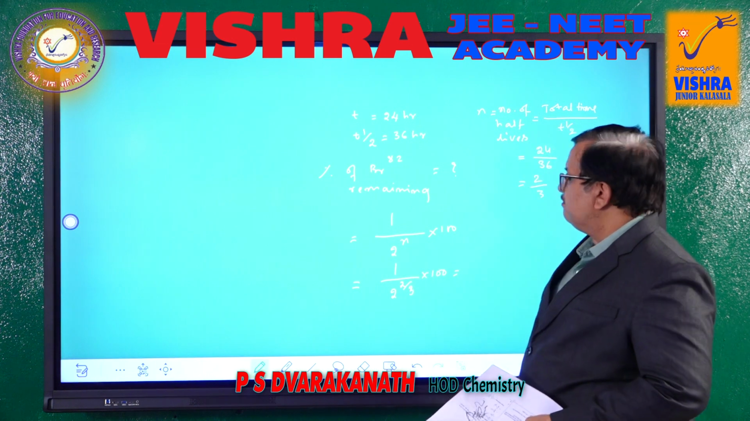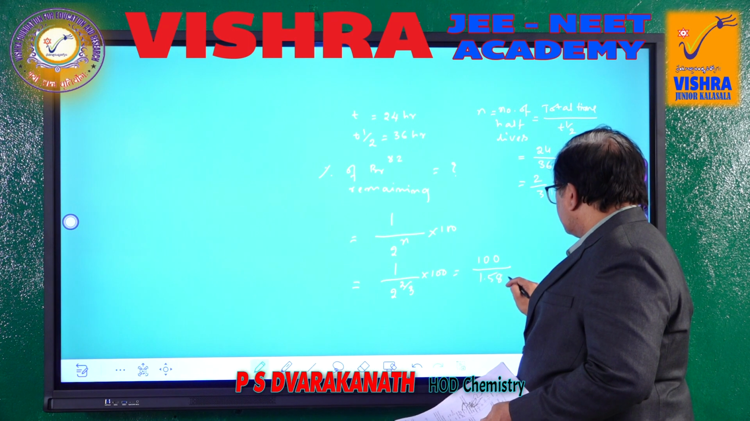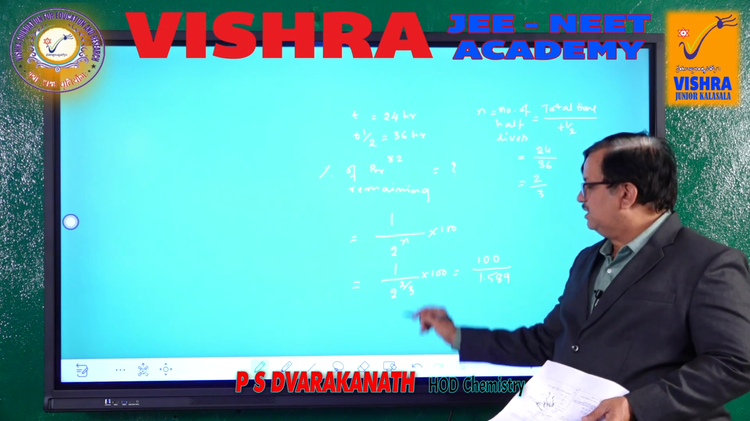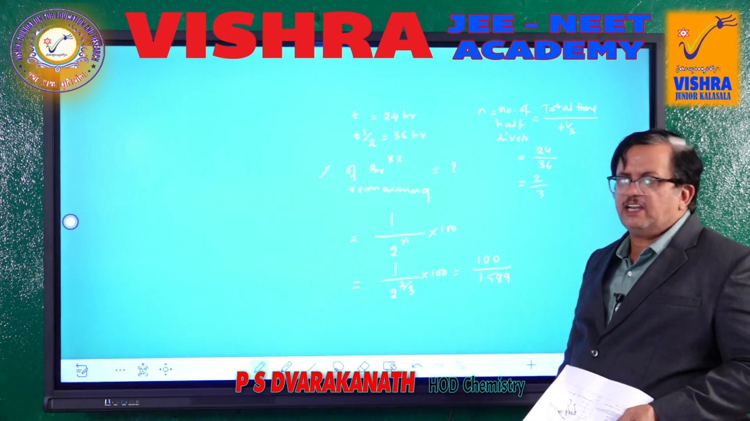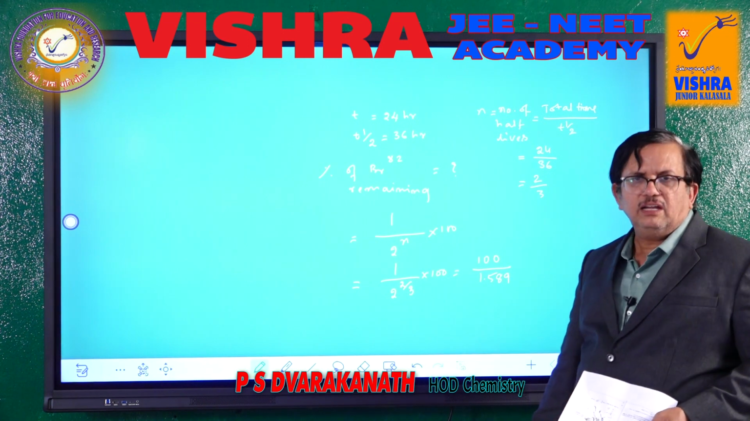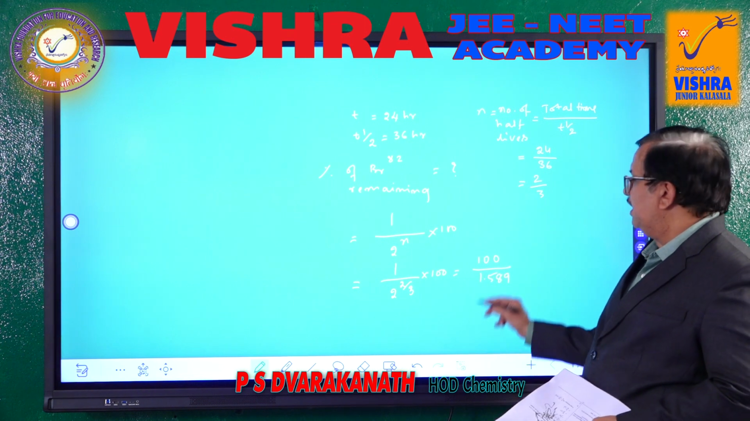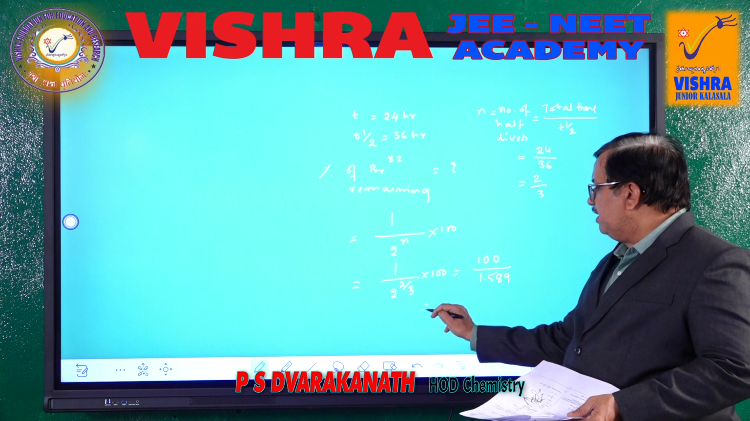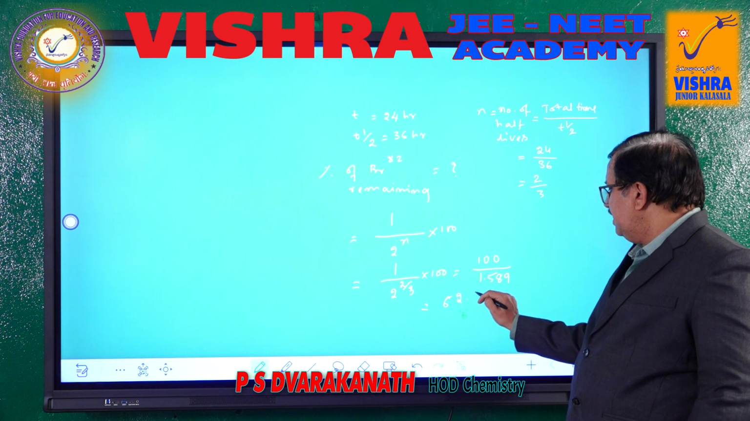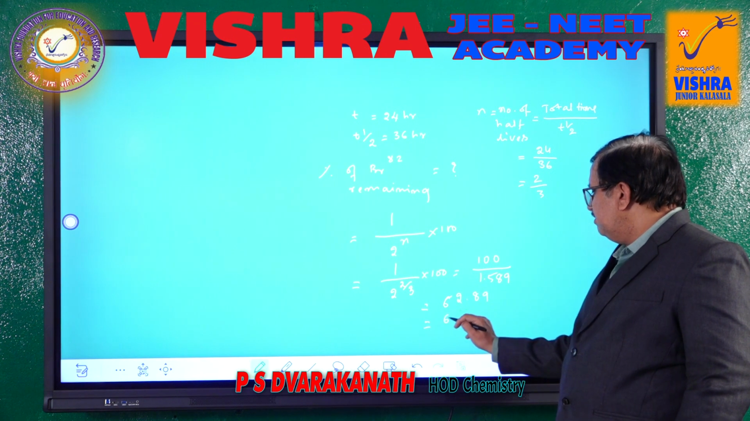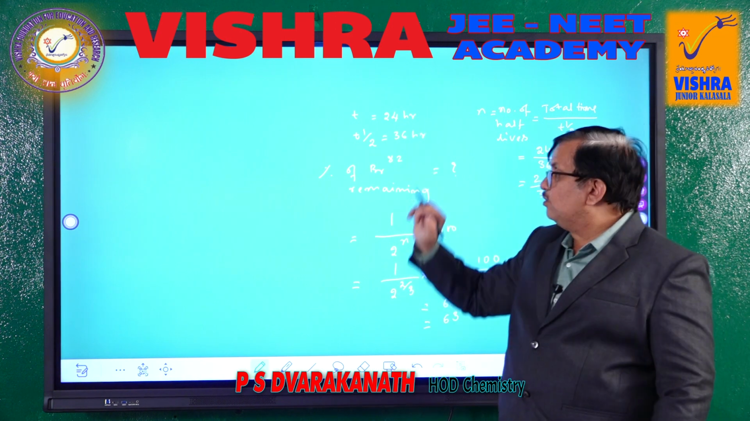It will come as 1.589. Therefore, 100 by 1.589 it will come. 2 to the power of 2 by 3, if you apply logarithm, is 2 by 3 log 2, and the log 2 value is 0.3, so 2 by 3 into 0.3 is 0.2. The anti-logarithm value is 1.589. Then 100 by 1.589 will be 62.89. That is 63% remains after 24 hours.